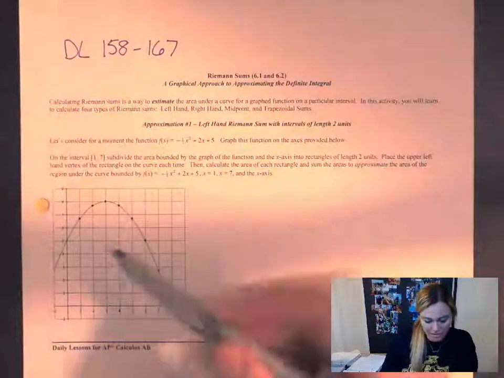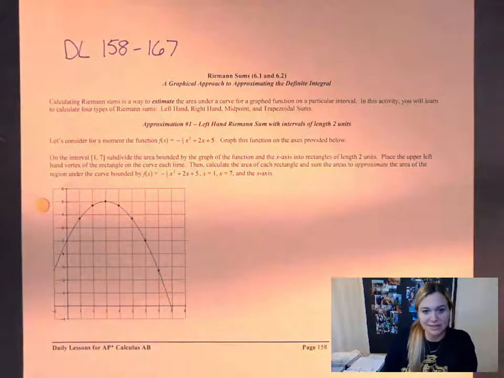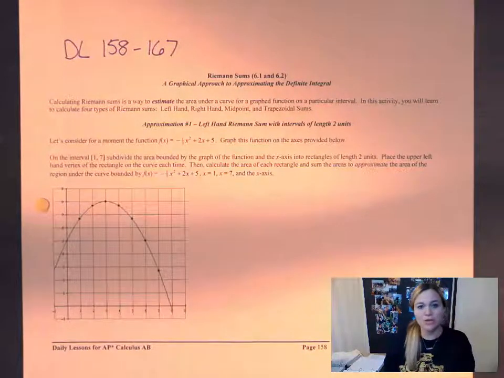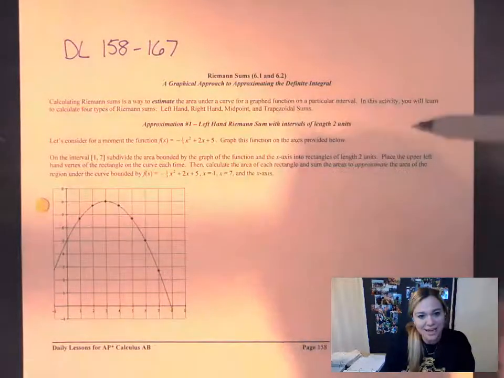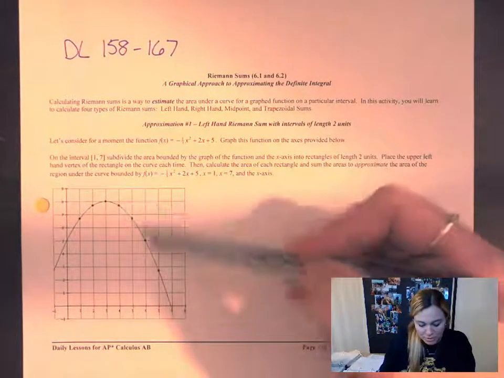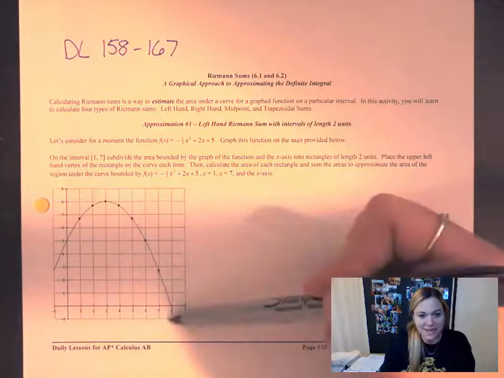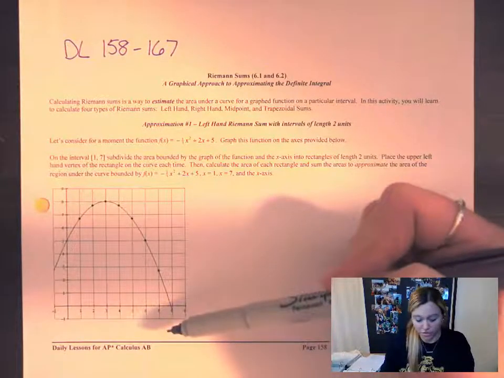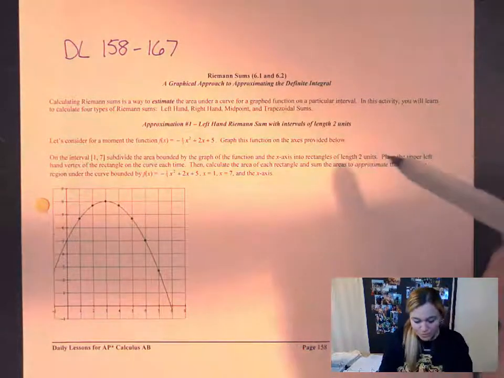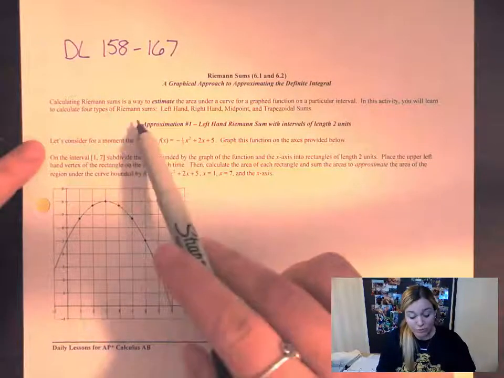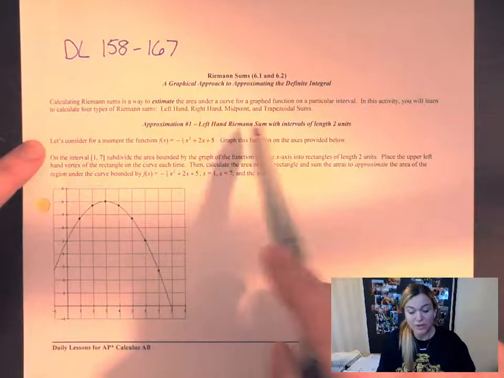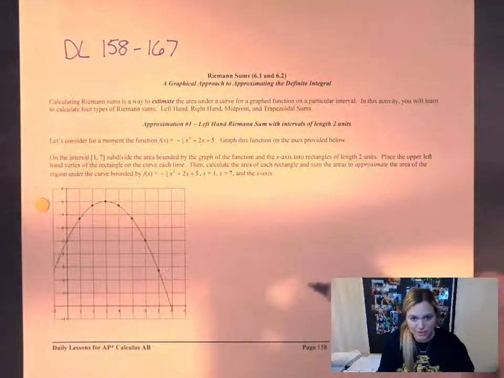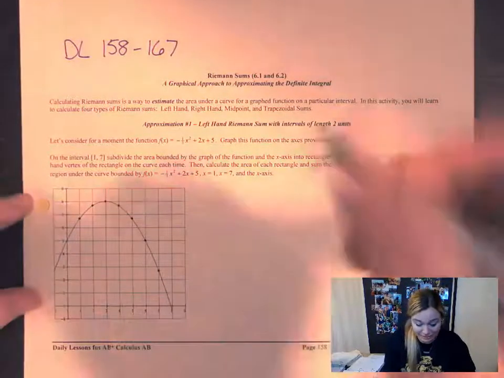So if we have a weird shape, like this is not a shape we know, we're going to use this new method to find the area under the curve. And when I say under the curve, I actually mean between this curve and the x-axis. We just say it's under the curve. So in this activity, we'll learn how to calculate 4 types: a left, right, midpoint, and trapezoidal. That's why there's so many pages, but hopefully it'll go pretty quickly.